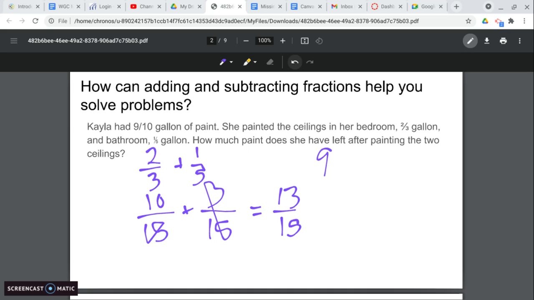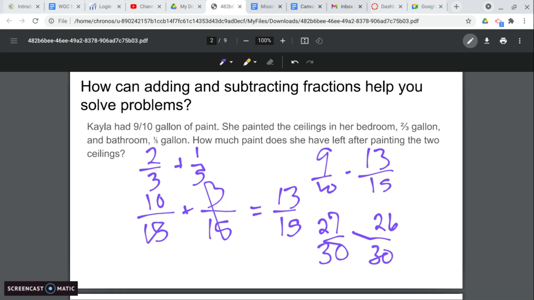Now we're taking 9/10 minus 13/15. Now we need to find the common denominator between 10 and 15, which is going to be 30. I apologize for all these weird lines. So we multiply the first fraction by 3, so 9 times 3 is 27. We multiply the second one by 2, 13 times 2 is 26. We subtract these, so we have 1/30 of a gallon left. So not very much left compared to what she started with.